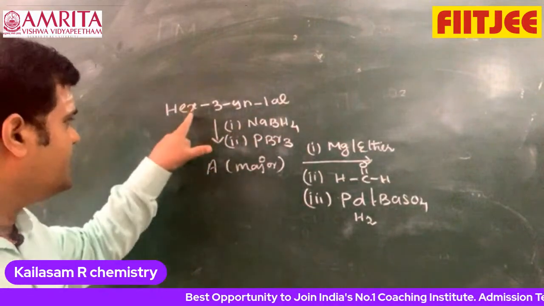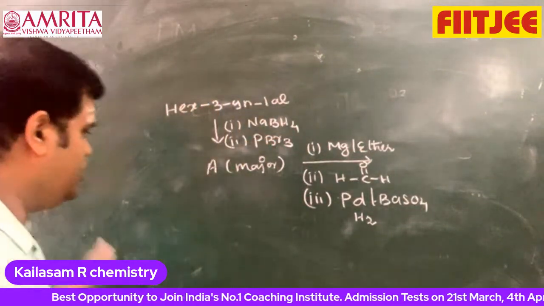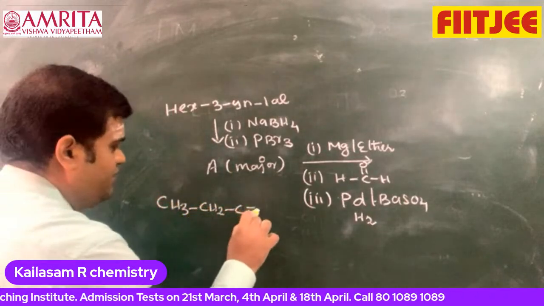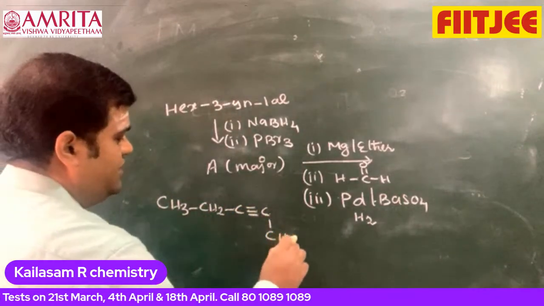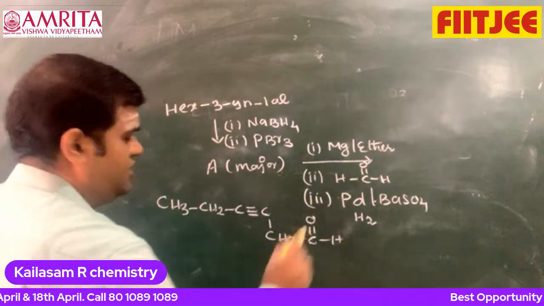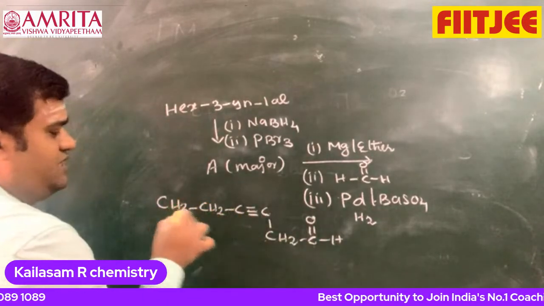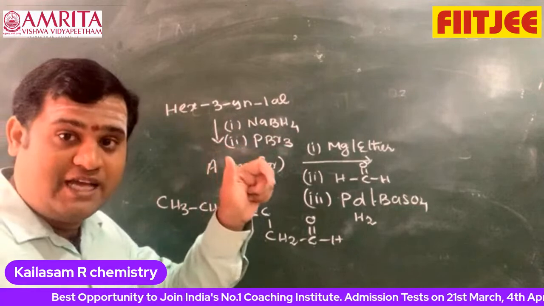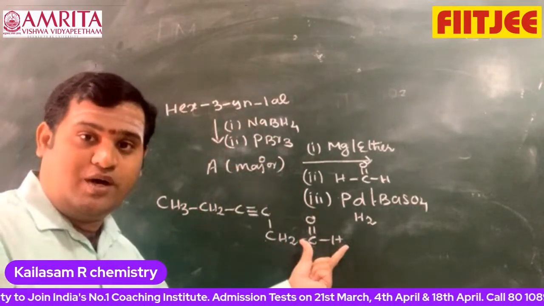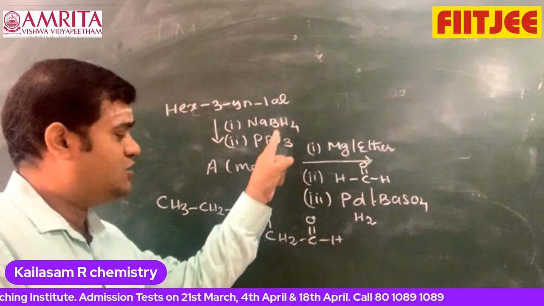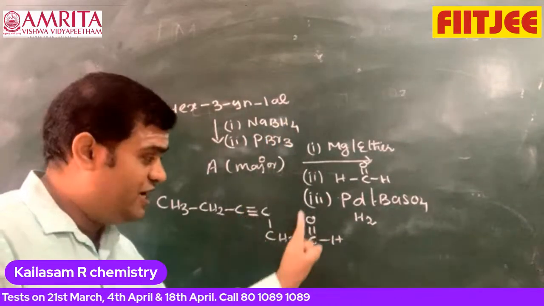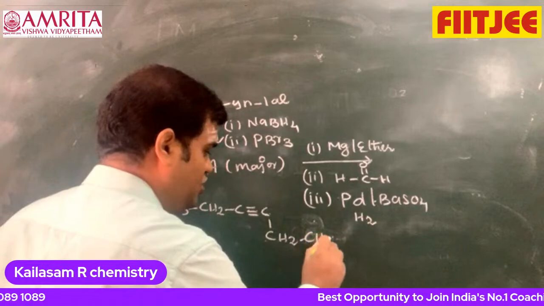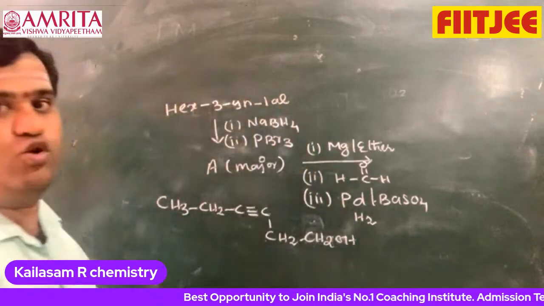This is very important. Hex-3-yn-1-al. So write the structure. Look at this: CH3, CH2, C triple bond C, CH2, C double bond OH. Now 1, 2, 3, 4, 5, 6. Hex-3-yn-1-al. What does sodium borohydride do? It's a reducing agent. It reduces CHO into CH2OH. I told you sodium borohydride does not reduce a carbon-carbon triple bond as well as a double bond. It reduces the CHO group. So I will be getting CH2OH when I use sodium borohydride.